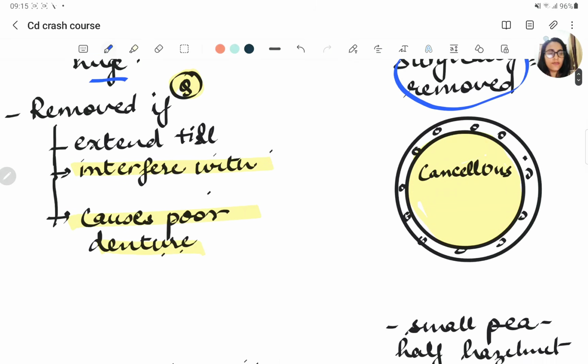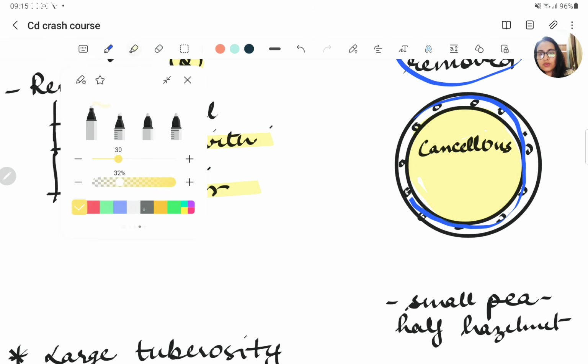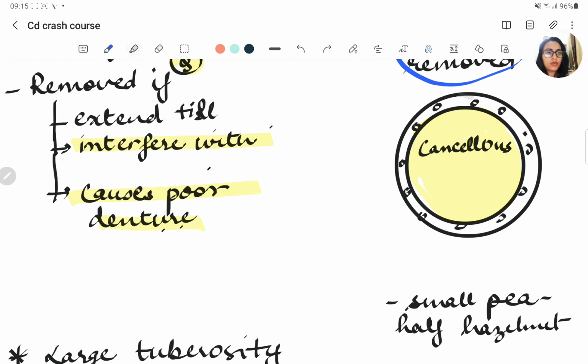So this is the bony swelling present in the maxilla. You can see this thin cortical bone, which is surrounded by cancellous bone present in between.